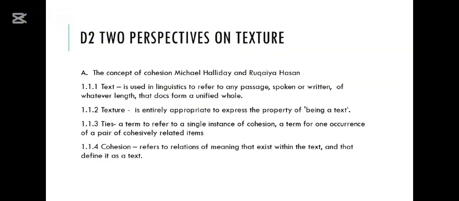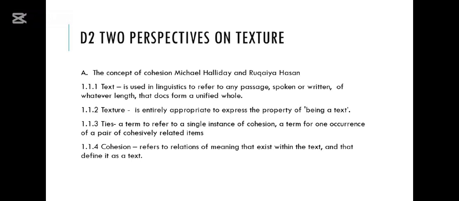Moving on, here we have the two perspectives on texture. We have four terms to be defined by the concept of cohesion, by Michael Halliday and Ruqaiya Hasan. First, we have the text. It is used in linguistics to refer to any passage, spoken or written, of whatever length, that does form a unified whole. Now let's proceed to texture. It is entirely appropriate to express the property of being a text.